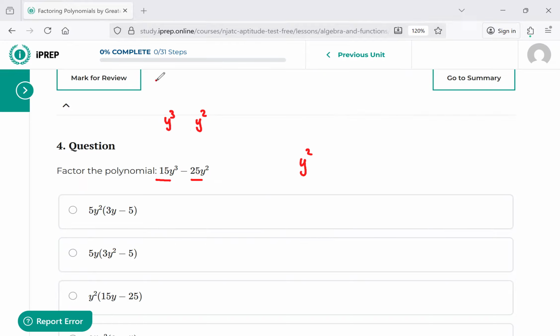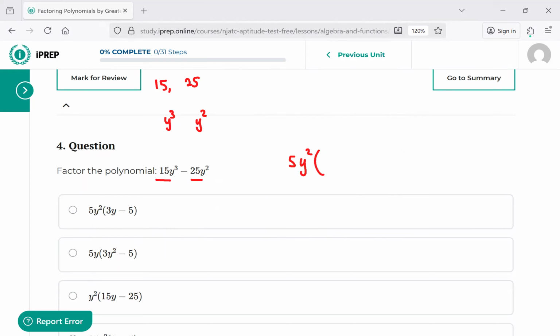We have a constant of 15 and 25. So what number divides evenly, the largest that you can think of? I know they're both divisible by 5, but can we go any higher? No, because you could try 15, but 25 doesn't go into 15 evenly. So you could take out a 5.